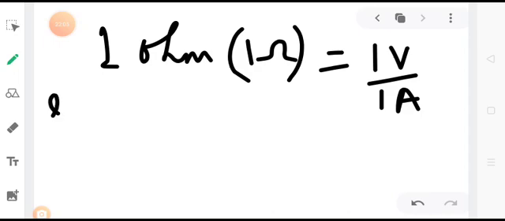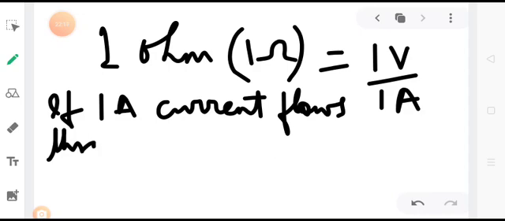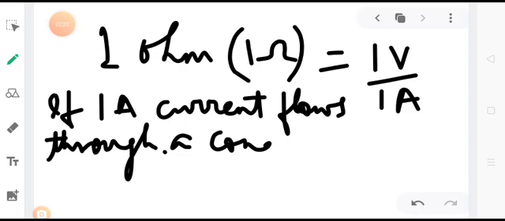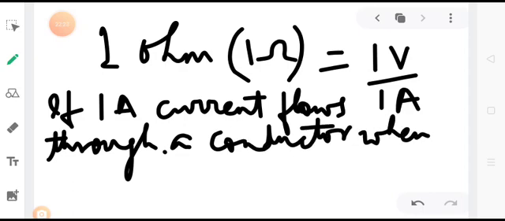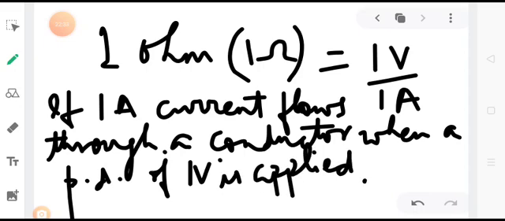How to define it? If 1 ampere current flows through a conductor when a potential difference of 1 volt is applied, then resistance is said to be 1 ohm.